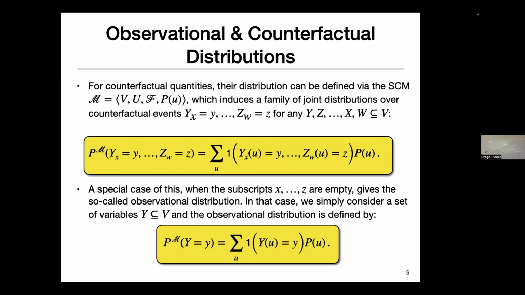And importantly for us, when these subscripts are empty, so I'm not hypothesizing about any interventions, we get the so-called observational distribution. And today we're going to work a lot with the observational distribution. In this setting, we can drop all the subscripts and put everything together into the single x and y, and there's a great simplification of this expression. For those of you who are not familiar with this, you don't need to understand the exact detail of what's going on here, but for completeness, for someone who wants to dig deeper, this is the direction you may want to explore.